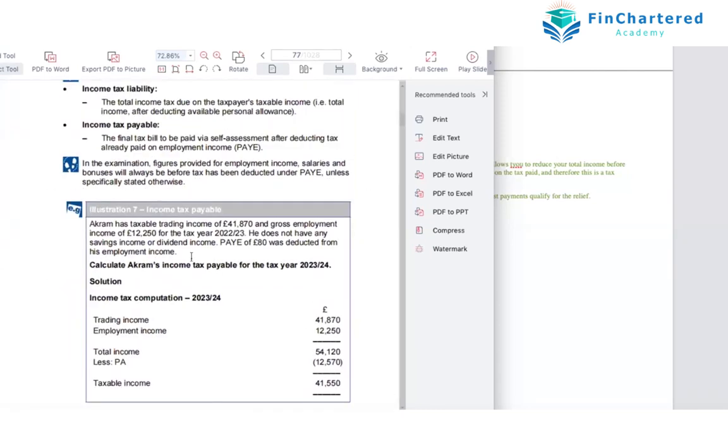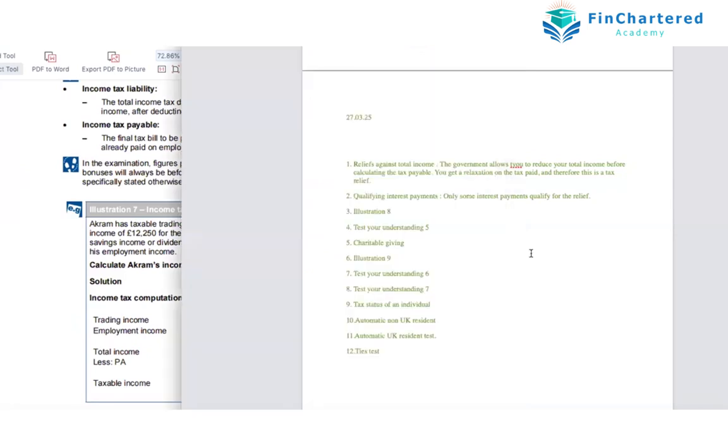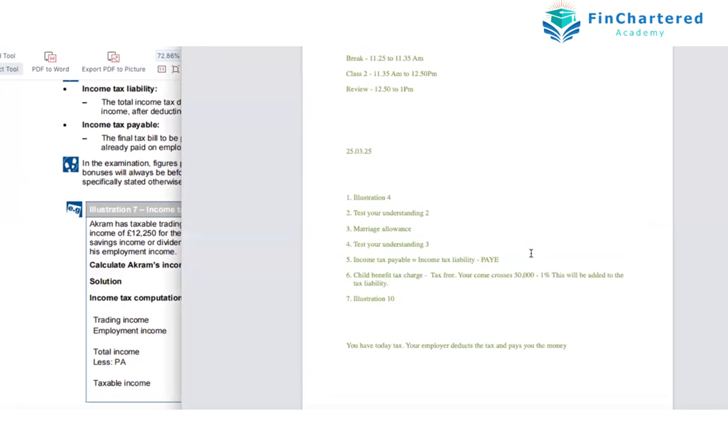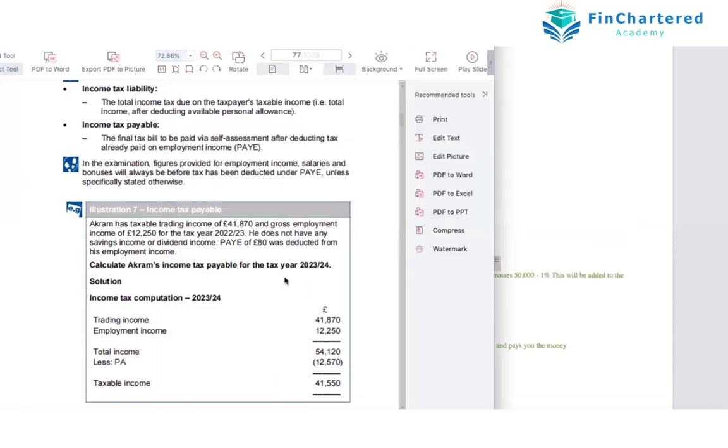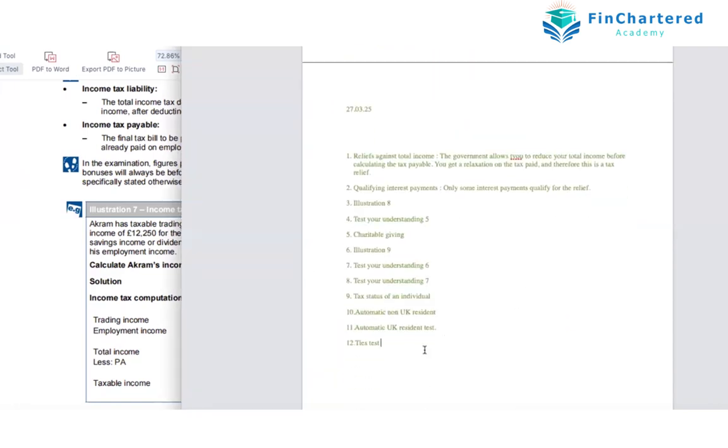Right, I just did illustration 7 even today, even though I had done this last class. Last class we looked at income tax payable and I did illustration 7 today. Illustration 7, chapter 2. If you want, I can walk you through that again.